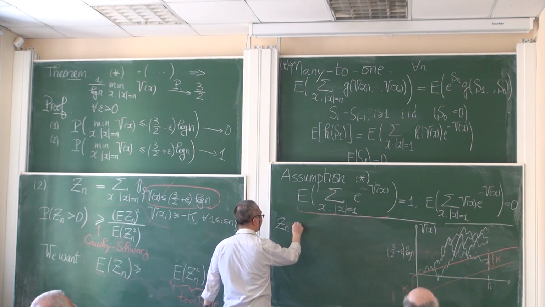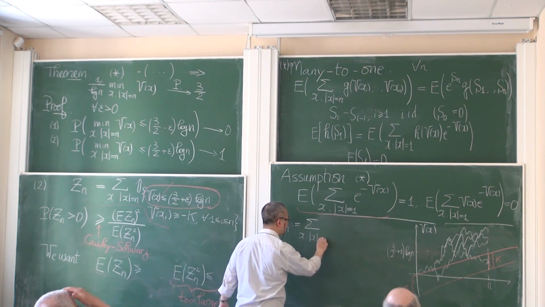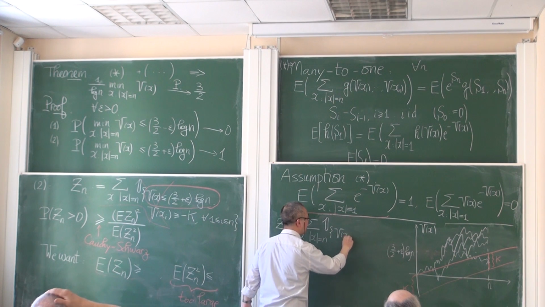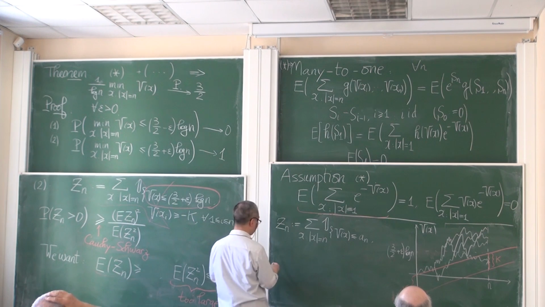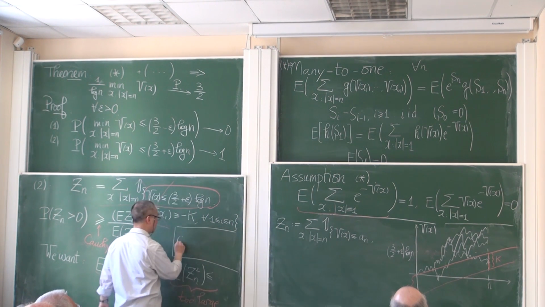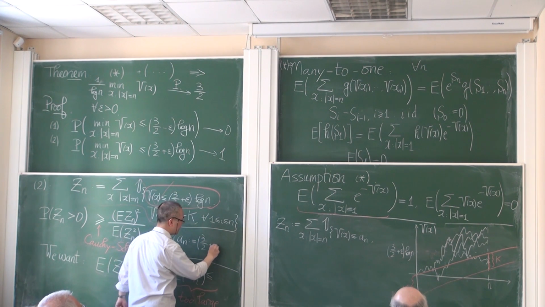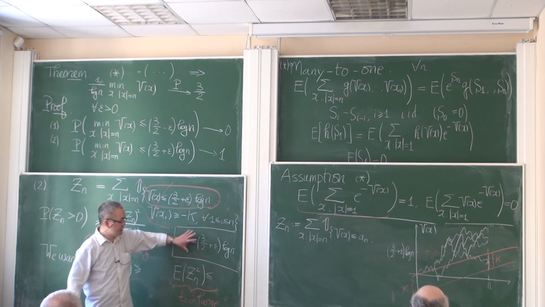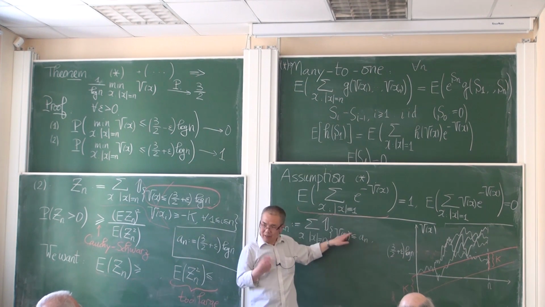I count Zn, the number of particles in the nth generation such that the position is smaller than an. So an, I'll write it here. an is 3/2 plus epsilon times log n. It's a little bit long to write 3/2 plus epsilon times log n, so I give it a name, an. And this is really the part which interests me.